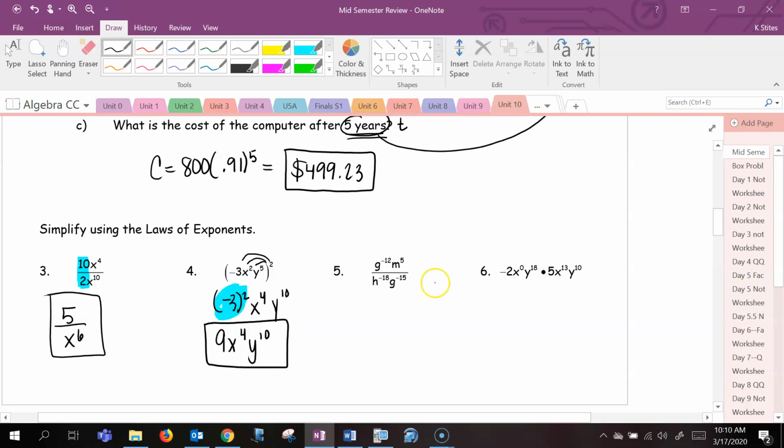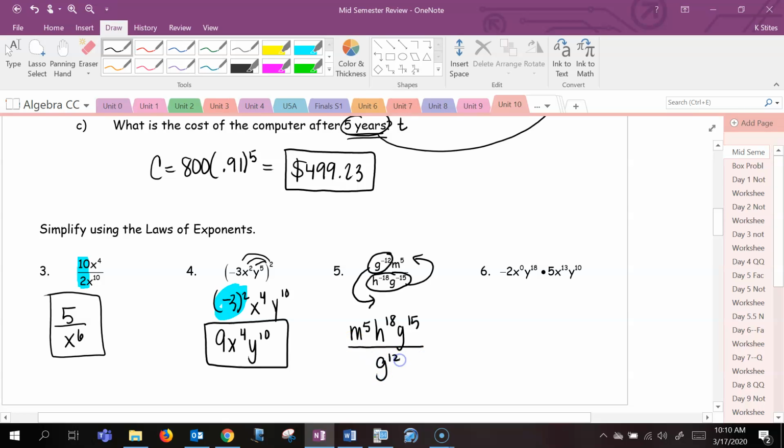Number 5, so this one we have a lot of negative exponents. So when we have negative exponents, what we're going to go ahead and do is move them. So everything down here, it's negative, it's going to move up to the top, and then this g with the negative 12, it's going to move down to the bottom. The m to the 5th is going to stay exactly where it is. So basically I'm going to flip-flop everything except for that m.